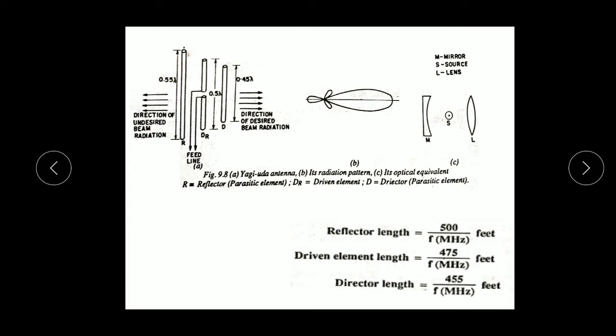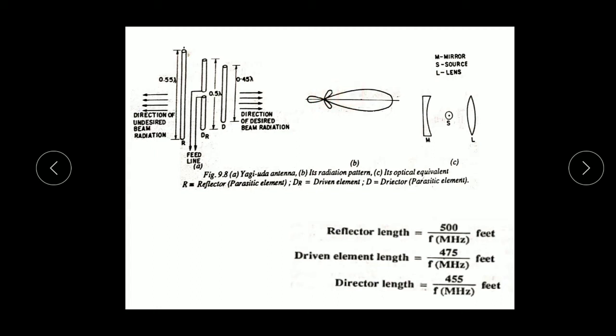And you can see the working of the reflector. Basically, the reflector reflects the energy, the electromagnetic signal coming from the driven element. If the energy is incident on the reflector, it reflects back in the direction of the driven element and director side. So the radiation pattern is combined in the main direction.